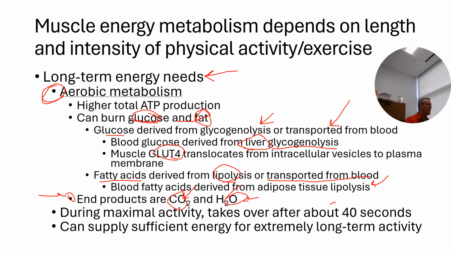So this takes over after about those 40 seconds when the anaerobic metabolism is exhausted. Of course, if you're doing maximal activity, you still won't go very long because this is slower, as we'll see in a minute, and it can't keep up. But if you slow down your pace, you can obviously go much longer, and we'll have some graphs that kind of illustrate this. Because if you maintain a lower exercise intensity, you can go for days and days on aerobic metabolism.